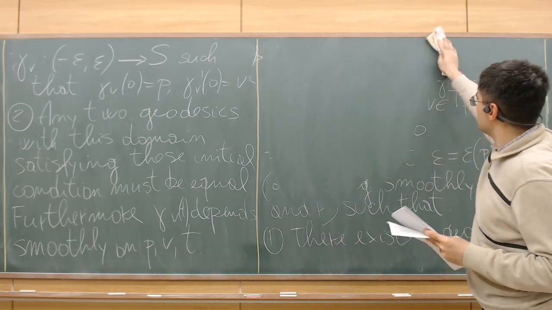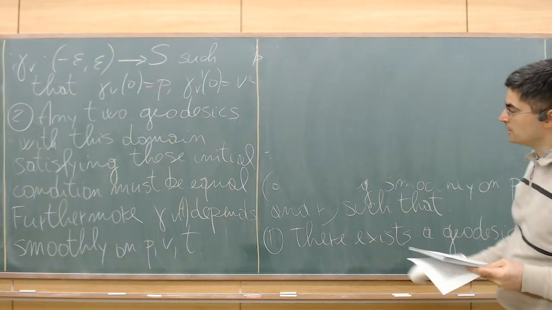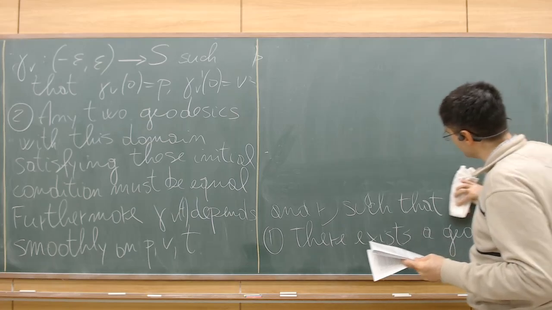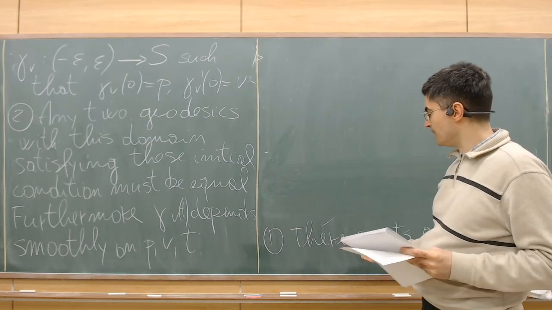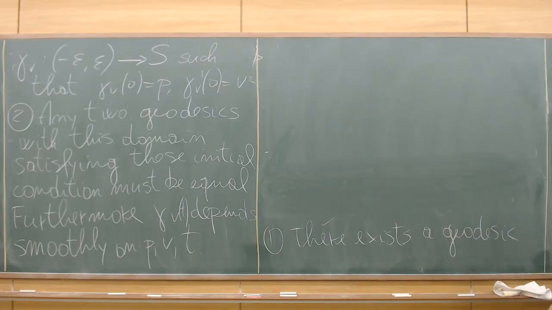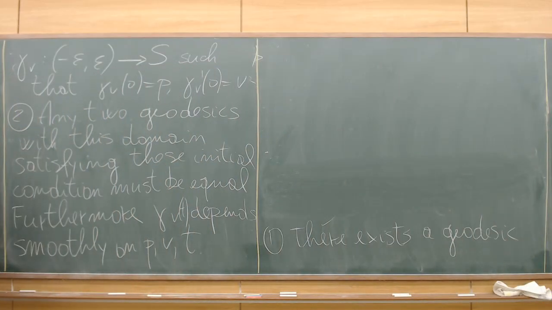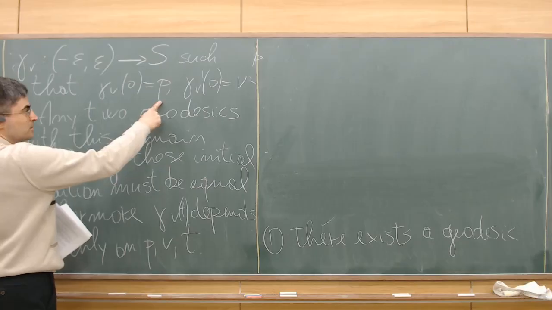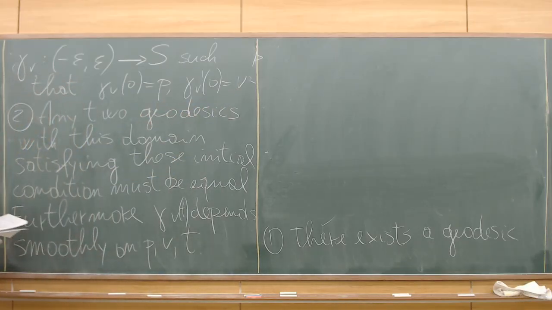So this proposition, whose proof will be presented later, not today, has two parts. The first part is about the existence, and the second part about the uniqueness of a geodesic curve with initial point a given fixed point and with initial velocity a given tangent vector.